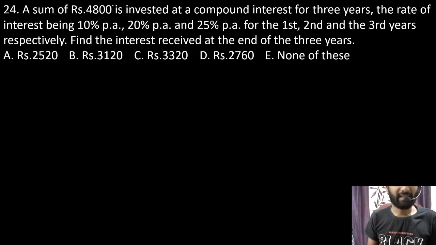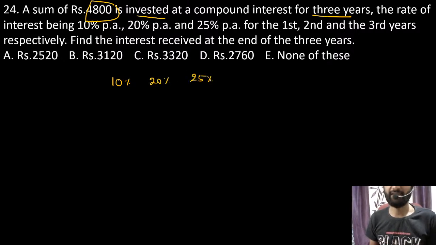Guys, a sum of 4,800 is invested at compound interest for 3 years. The rate of interest is 10%, 20% and 25% for the first, second, and third years respectively. Find the interest received at the end of 3 years.